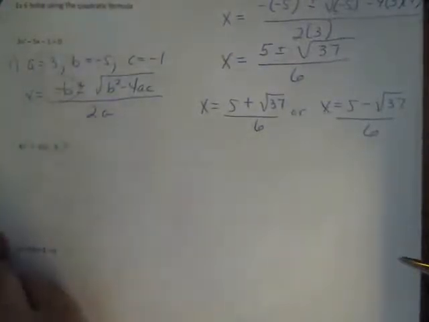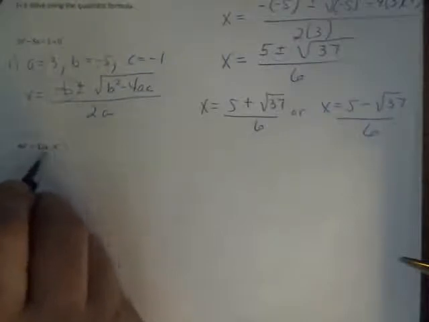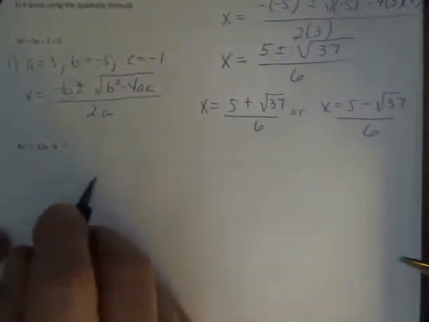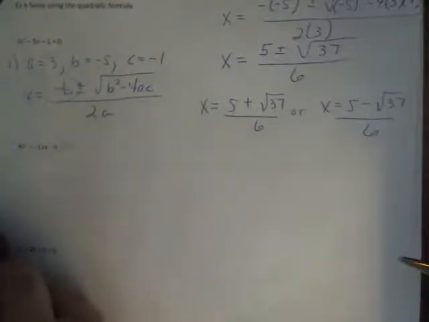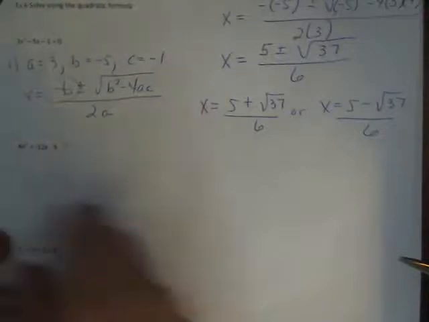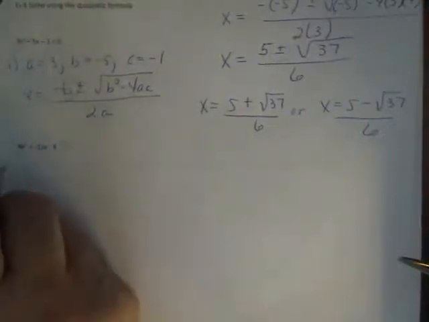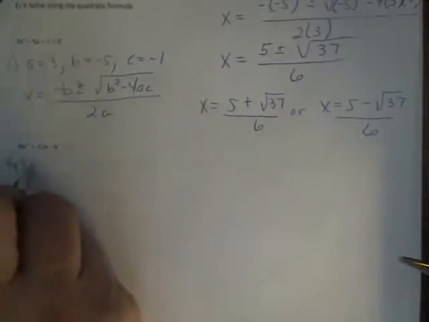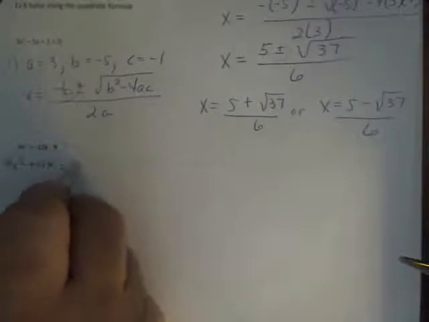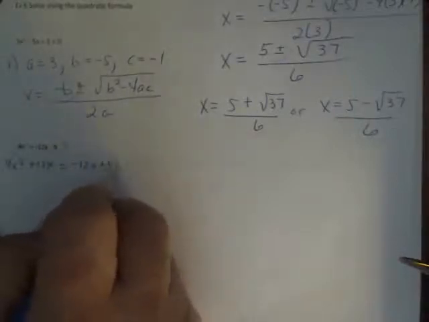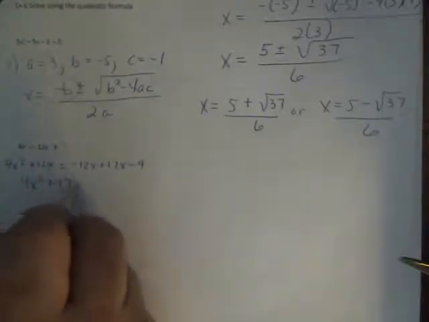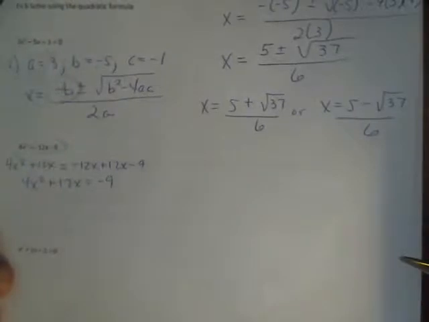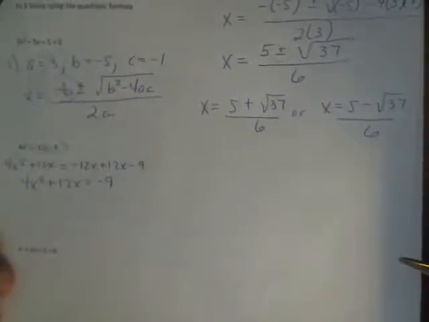My next example, I've got 4x squared equals negative 12x minus 9. What I want to do here is, again, use the quadratic formula or factor, either one we choose to do here. We need to make sure the equation is set equal to 0. So first I'm going to add 12x to both sides. Simplify to leave me 4x squared plus 12x is negative 9.